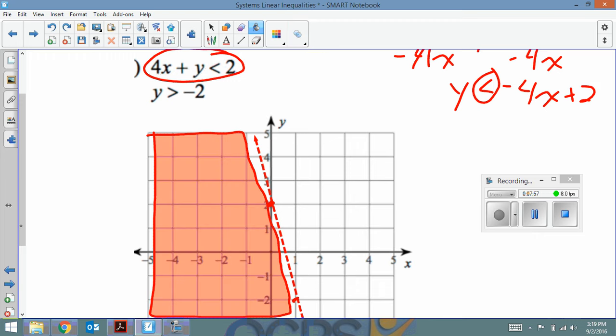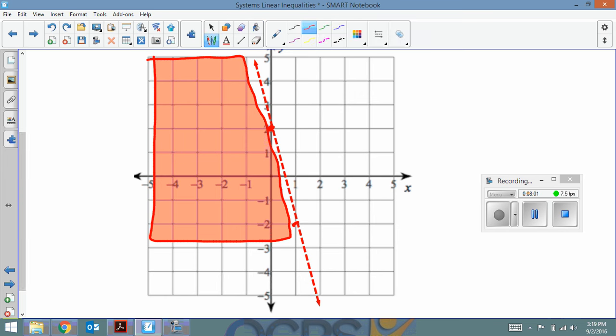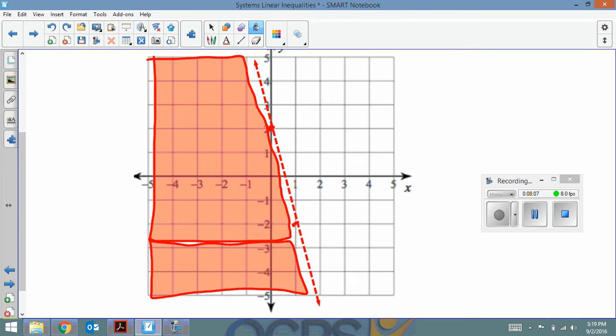So there's my first part. And then I'll continue my shading down here. Do another set. So there it is. All right.